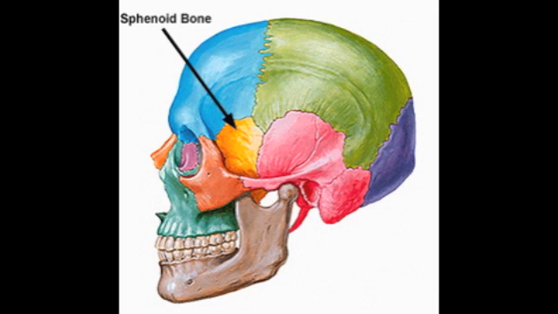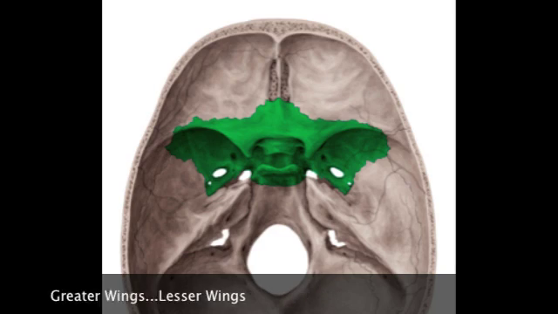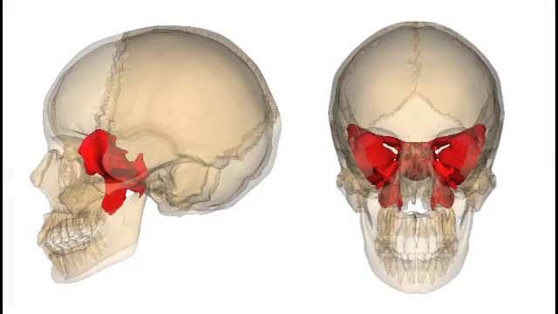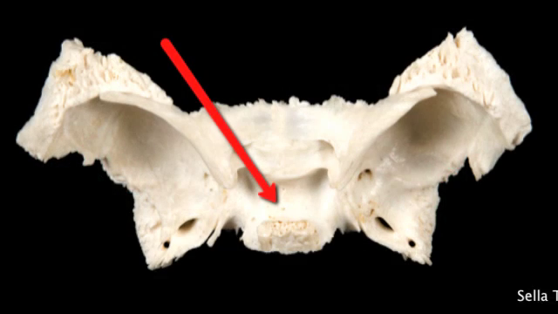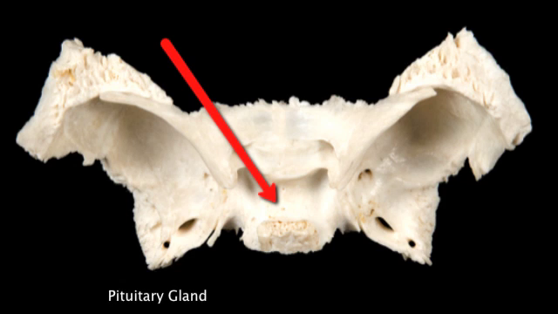The sphenoid bone is a bat-shaped bone with a set of greater wings and a set of lesser wings. The sphenoid spans the width of the cranial floor. The sella turcica is the saddle, and it's the seat of the pituitary gland inside of the skull. There are 2 optic canals.